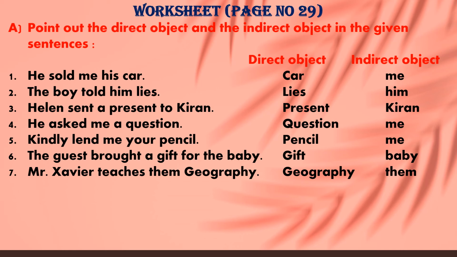The second one, again I'll explain to you. The boy told him lies. The boy told what? The answer is lies. Lies is the direct object. The boy told to whom? Him. Him is the indirect object. I hope you understand. You will try to do it, find out the other direct and indirect objects this way. It will be easy for you.